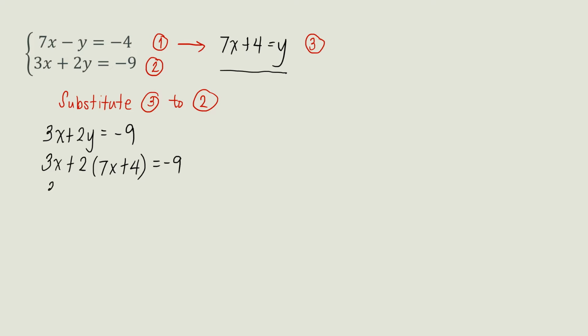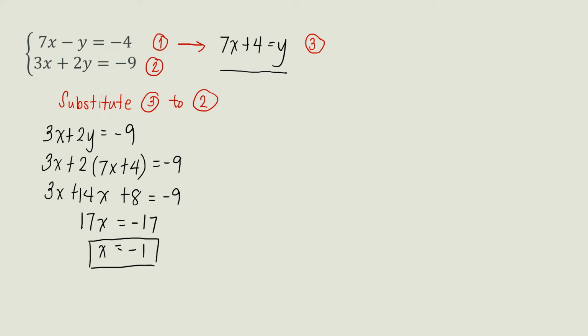Let's distribute 2. So you will have 3x plus 2 times 7x, that's 14x, and then 2 times 4, that is 8, is equal to negative 9. Further, you will have 3x plus 14x, that is 17x. Let's transpose 8 to the other side, that would be negative 8. So negative 9 and negative 8, that is negative 17. Divide both sides by 17 so that we can cancel out 17. You will have negative 17 divided by 17, that is negative 1. So now we got the value of one of the variables, which is x. The last step is to solve for the value of the remaining variable, which is y.